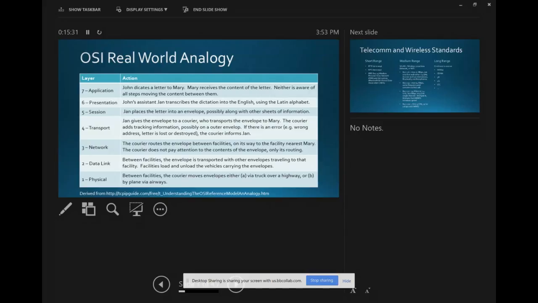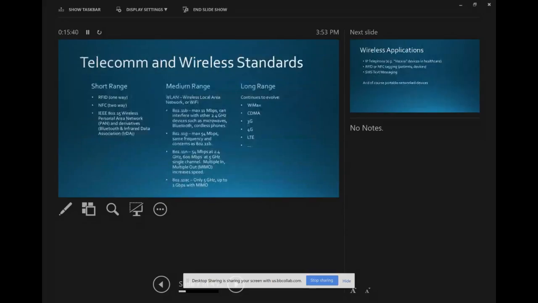Each layer has a specific job, and it makes it easier for the designers, when they're designing networks, to think about it in these layers. So when you hear somebody talk about, well, that's a layer 3 protocol or a layer 7 protocol or a layer 4 protocol, they're typically referring to these OSI layers.